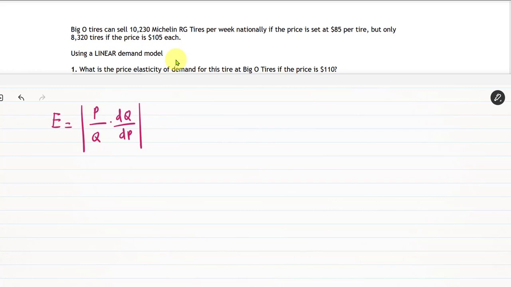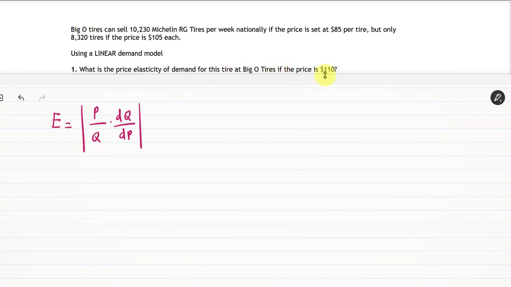Big O Tires can sell 10,230 Michelin RG tires per week nationally if the price is set at $85 per tire, but only 8,320 tires if the price is $105 each. Using a linear demand model, what is the price elasticity of demand for these tires at Big O Tires if the price is $110?